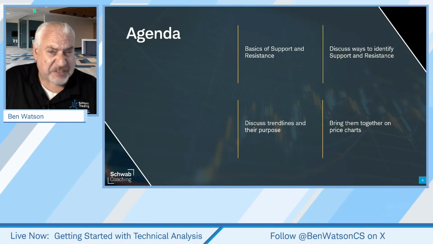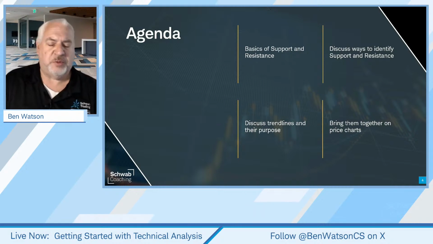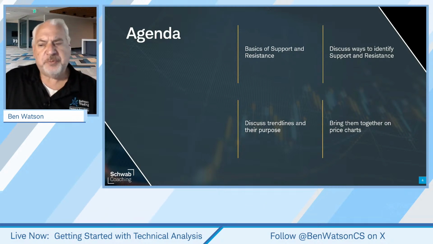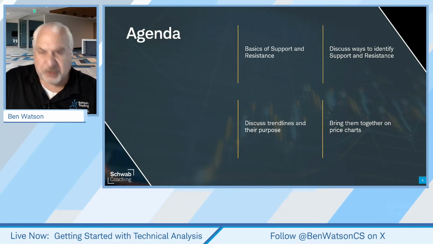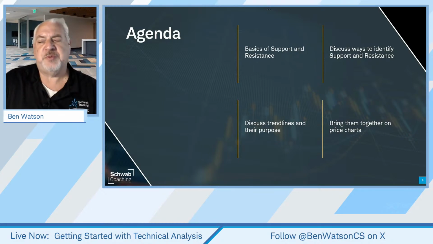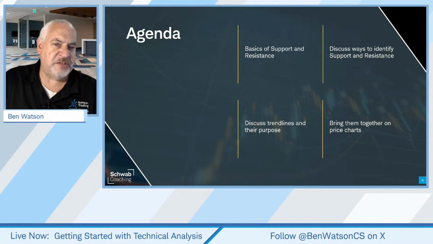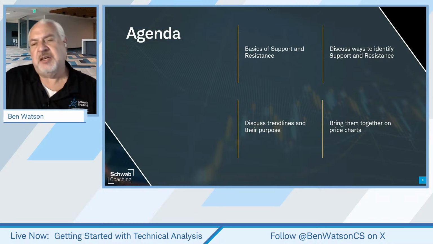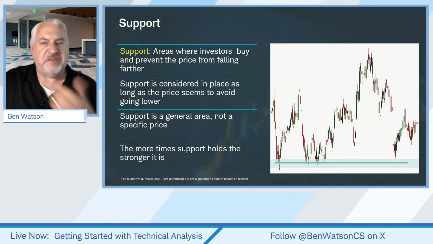So we're going to talk about the basics of support and resistance. We're going to discuss ways that we can identify those levels on a chart. We'll include in this discussion trend lines and their purpose, some of the drawing tools that are available on the Thinkorswim software platform, and we're going to put them on some specific price charts. Again, not recommendations, simply illustrative and educational examples.